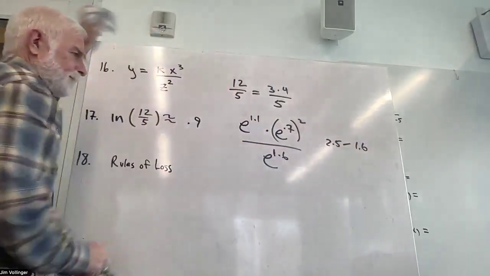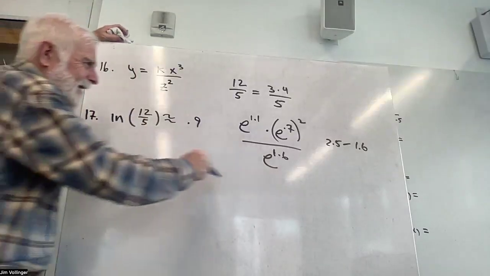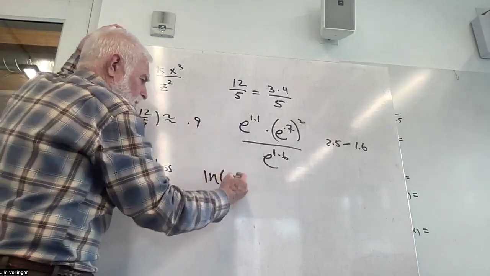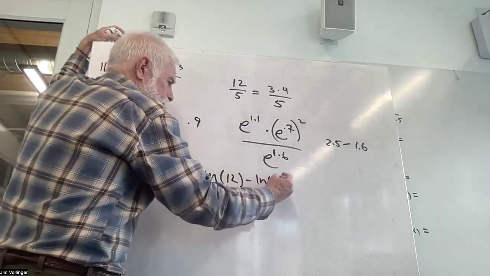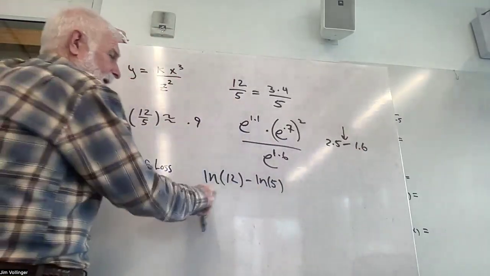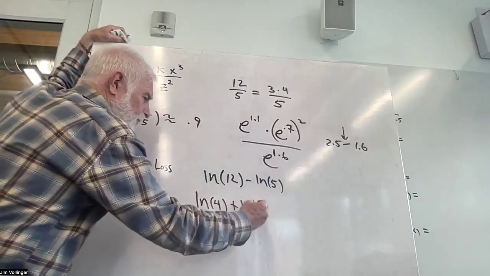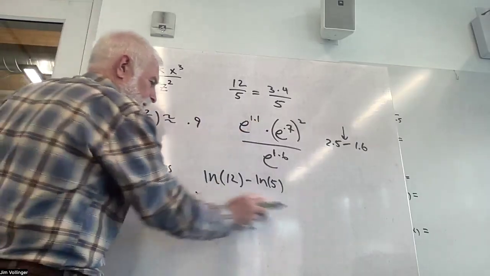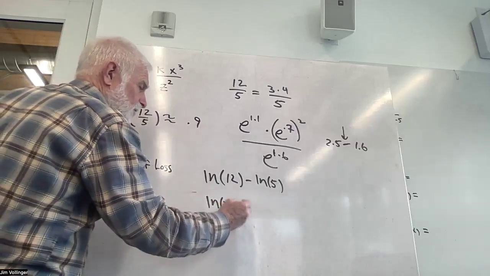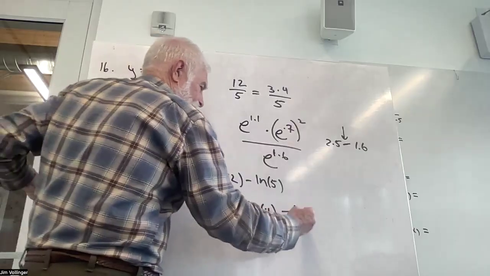I like my answer. Now let's get it from the standpoint of rules of logarithms. All right, what am I seeing? Let's start from scratch. 12 divided by 5. There's one rule. Notice the subtraction of 1.6. ln of 12, that's a product. That's the ln of 4 plus the ln of 3. Maybe I should do it in the order I did it there. That's the ln of 3, plus the ln of 4, and I'm subtracting the ln of 5.